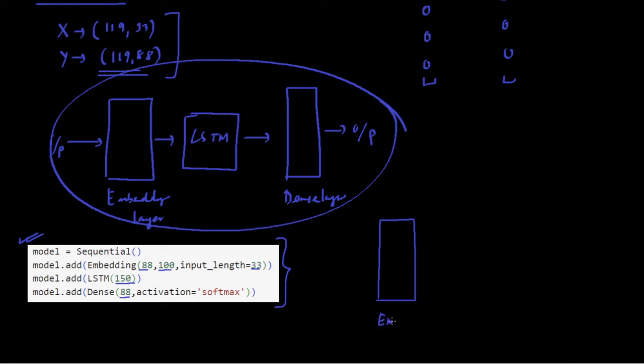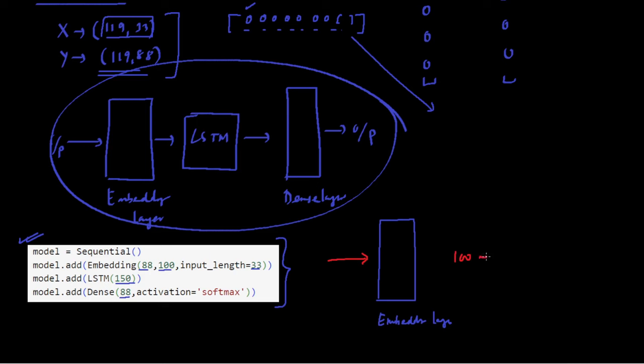So let's say this is my embedding layer. Now what is my x? My x is nothing but 119,33. So it's basically a list of 33 numbers, right? Most of them are zero and few of them are non-zero, right? So this x goes through this embedding layer. So this part is my x, right? And then if I talk about the embedding layer, our input goes here, and imagine there are 100 numbers here.